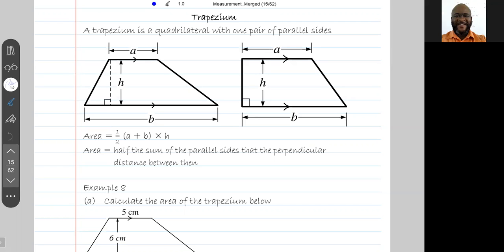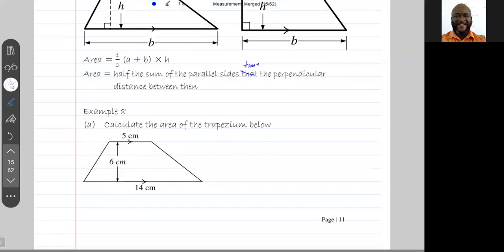All right. Now the area of the trapezium is a half times (A plus B) times H. So the area is a half the sum of the parallel sides times the perpendicular distance between them. That is how you calculate the area of a trapezium.